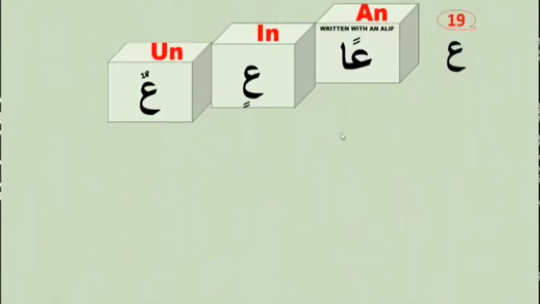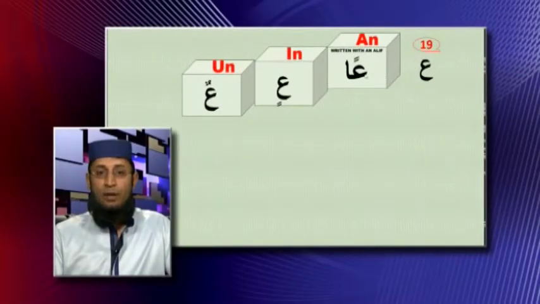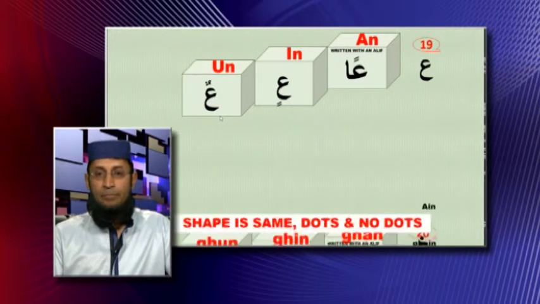Letter number 19, we got an. Again, put emphasis when pronouncing this particular letter. One is alif and hamza, which is an. This is an, more from the throat. There's more emphasis when pronouncing it. An, fathatain, kasratain, in, and dhammatain.